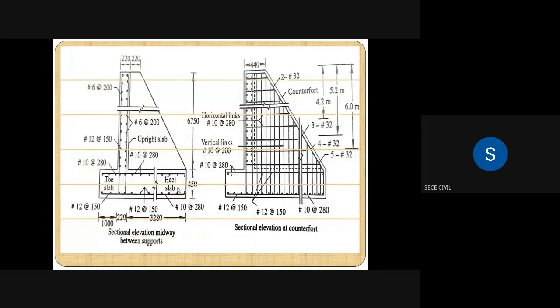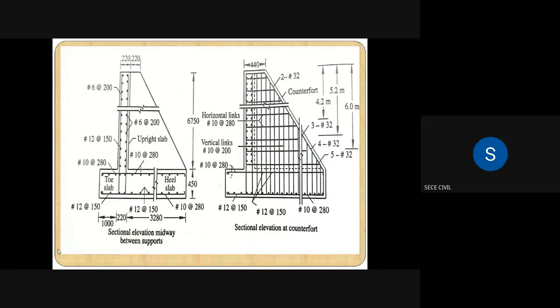So next is the reinforcement detail diagram. Okay, so this diagram is the sectional elevation midway between the supports. Okay, this is a sectional view, which has the reinforcement details in the stem and in the base slab. Those details only are in this diagram.